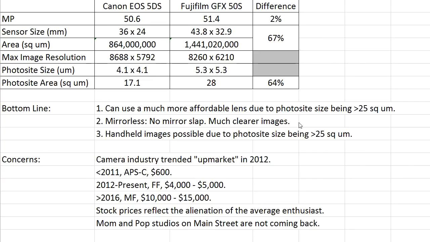And lastly, handheld images are possible due to the photosite size being greater than 25 square microns. Again, we talked about that before. Once you go sub 5 micron, the photosites get so small that the camera has to be so stabilized. It's unbelievable. Remember we were talking about putting it on a tripod and using live view, and turning a DSLR into a mirrorless camera. Well, the good thing about this is it's already a mirrorless camera. So I think a lot of the blurry images seen in DSLRs that went sub 5 micron are going to be corrected on two counts: one, it's a mirrorless camera, and two, the photosites are greater than 25 square microns.